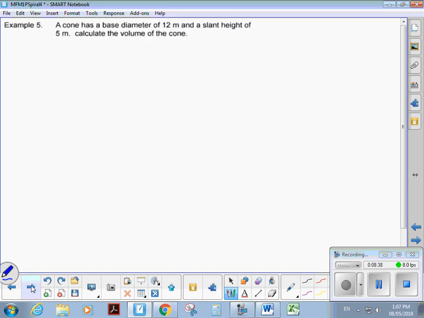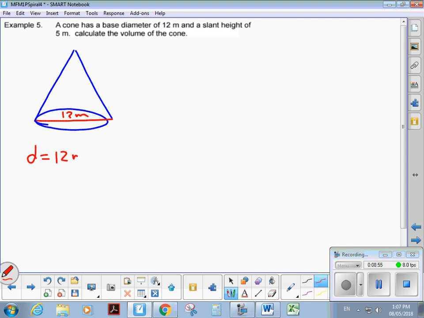And then on to our final question here. A cone has a base diameter of 12 meters. Again, they are giving us the diameter, so you have to be careful with that. The diameter is 12 meters. We just want the radius, which will be 6 meters. And a slant height. There's a new term here, slant height. Slant height is the length along the edge of the cone. So that is 5 meters.